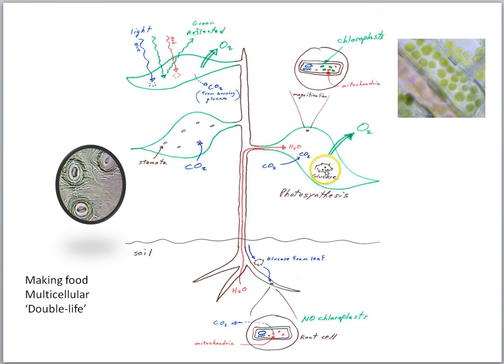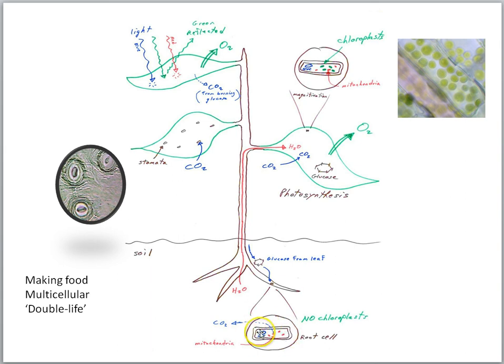But how does the leaf get the water? Oh, it's the root cells down here underneath the ground. So the root cells are helping the leaf cells by delivering water up into the leaf. But wait a second, the root cells are down here in the dirt. There's no sunlight down there. In fact, the root cells do not even have chloroplasts, so they cannot do photosynthesis. They don't have the chloroplasts, and there's no light down there.